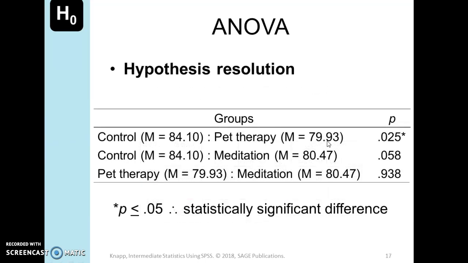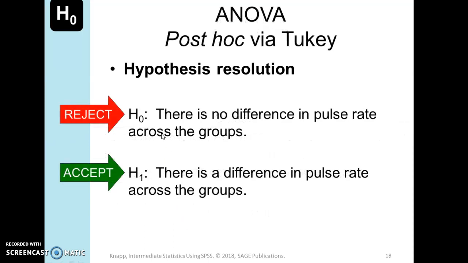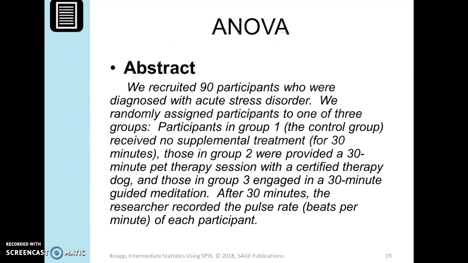Here's the results indicating that only the control and PET therapy group was significant with the asterisk. We're going to reject the null hypothesis, and we're going to accept the motivated hypothesis. There is a difference in pulse rate across the groups.